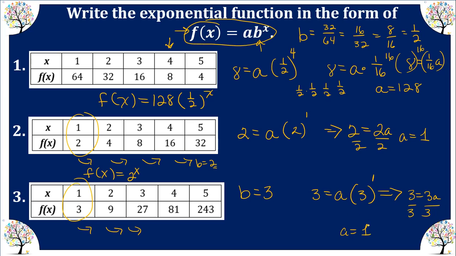Now, they're not always going to be this simple, and you probably could have figured out that your f of x was going to be the 1, but sometimes they may be more difficult. So again, find your b value, use one of the ordered pairs to plug in for x and f of x, and then do your algebra. So this equation is f of x equals 1 times my multiplier 3 raised to the x.